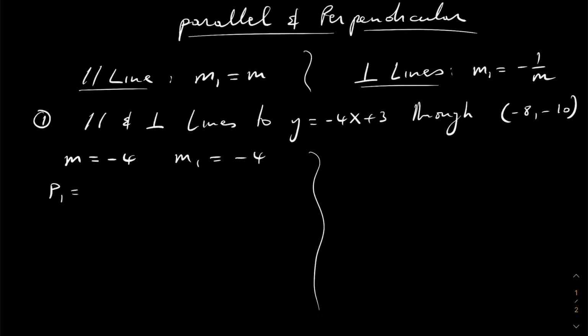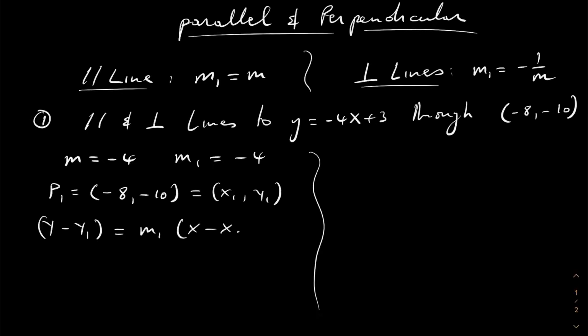And so with that and the point P1 with coordinate -8, -10, which can be seen here as x1 and y1, you can use the point slope form y minus y1 equals m1 parenthesis x minus x1 to figure out the equation of this line. And so you're going to have y minus -10 equals 4 in parenthesis x minus -8. And so that would give you y plus 10 equals 4x plus 32.